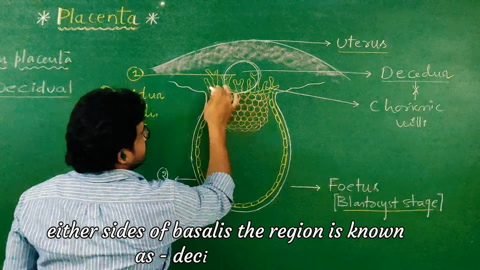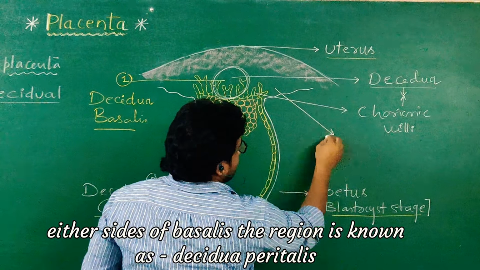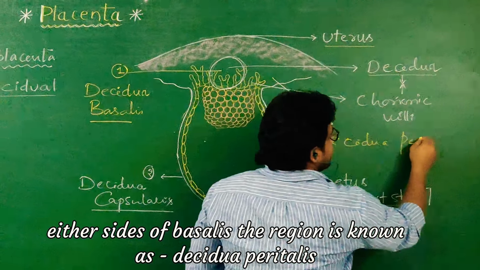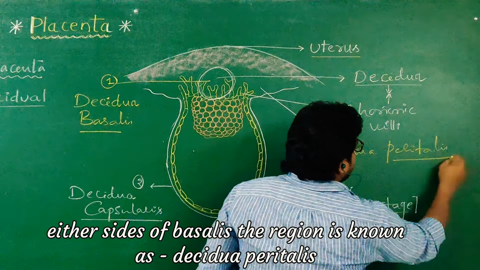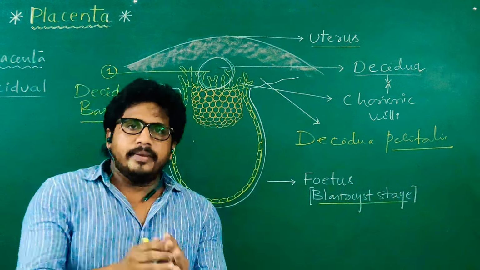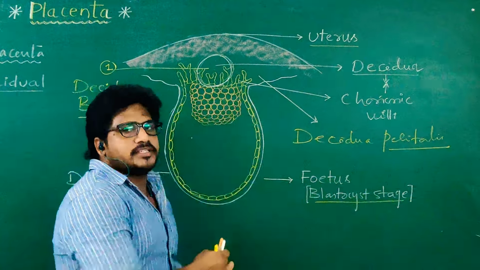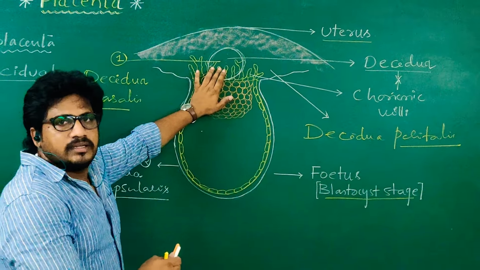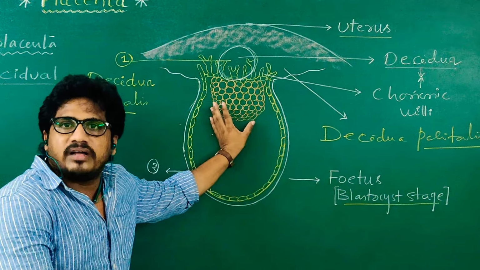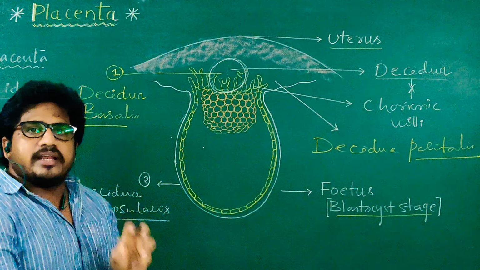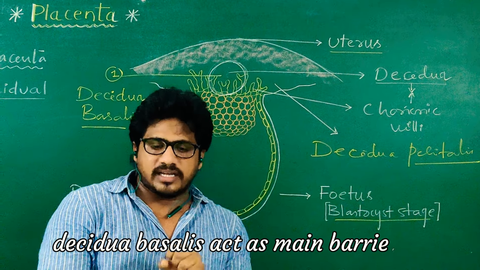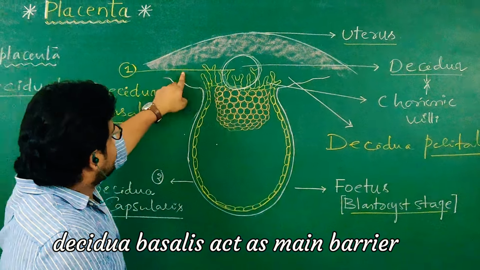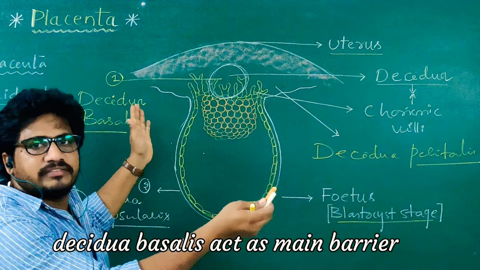And the third one, this is the first one, the basalis, the second one, capsularis. On either side of the basalis, here and here, is called decidua parietalis. Decidua parietalis, on the peri sides. So the main part is decidua basalis. On either side of decidua basalis, parietalis will be there. The main part of decidua is decidua basalis. Decidua basalis is closer to the inner cell mass. So it is a direct nourishing part, and it forms the direct barrier of the placenta, which has very good accessibility to the growing embryo and inner cell mass. Whereas the parietalis is on either side of the decidua basalis.